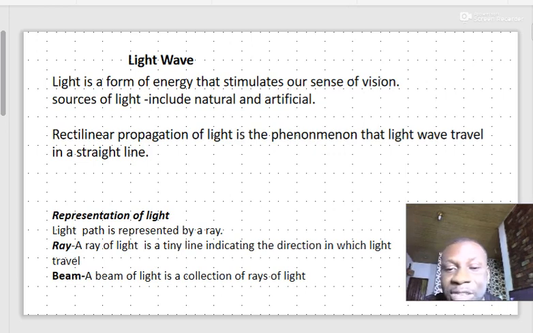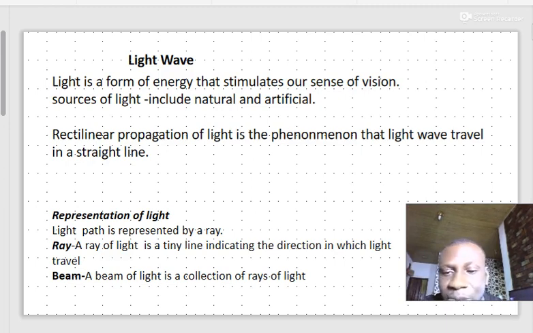For instance, the sun is a natural source of light. The sun generates light as a result of burning gases or nuclear reaction happening in the core of the sun.